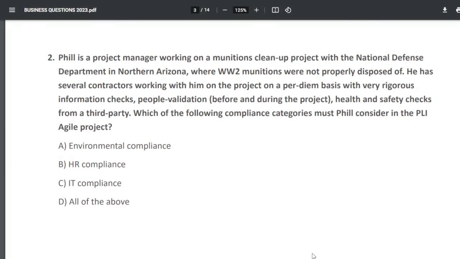Phil is a project manager working on a munitions cleanup project with the National Defense Department in northern Arizona, where World War II munitions were not properly disposed of. He has several contractors working with him on the project on a per diem basis with very rigorous information checks, people validation before and during the project, health and safety checks from a third party. Which of the following compliance categories must Phil consider in the PLI Agile project?